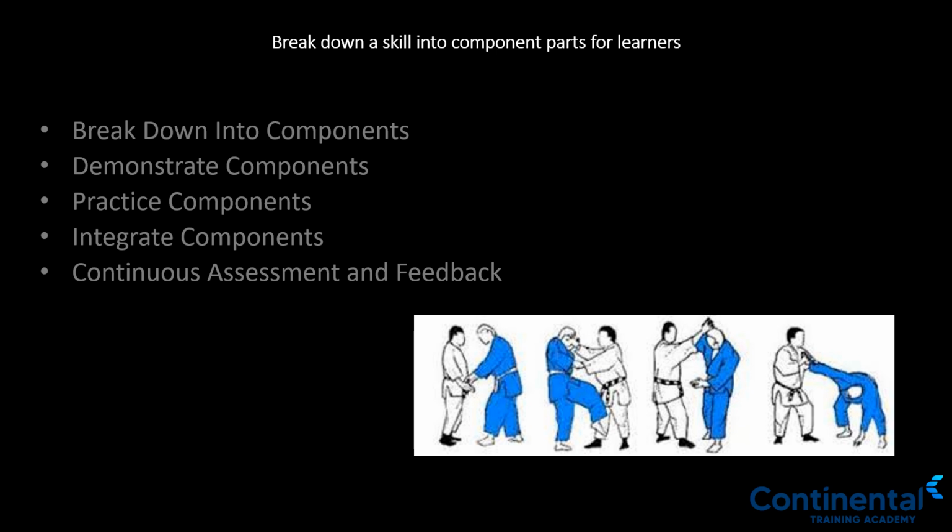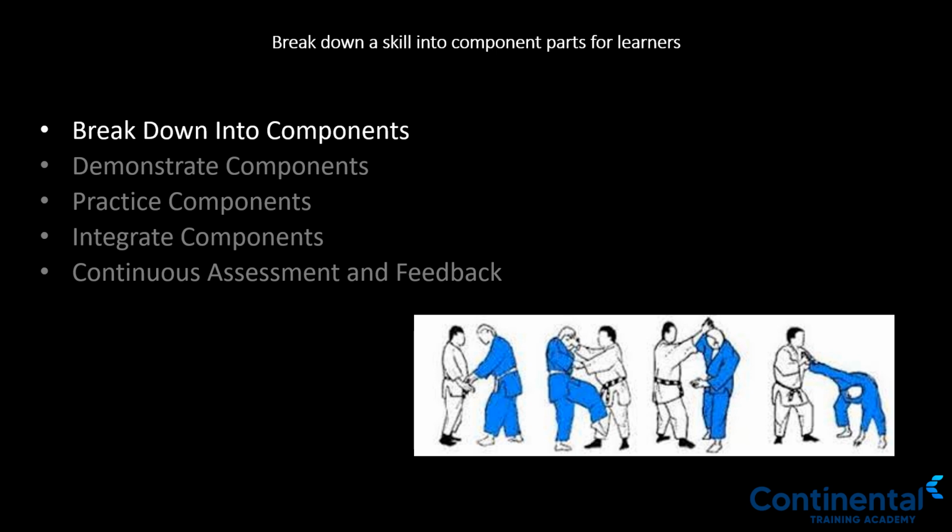Breaking down a skill into its component parts is a highly effective method of teaching, particularly for complex physical intervention techniques, and this approach allows learners to understand and master each element of the technique before integrating them into the full sequence. Divide the technique into manageable steps or components. So for example, if teaching a restraint technique, you might break it down into initial positioning, hand placement, body movement, applying the hold and releasing the hold.